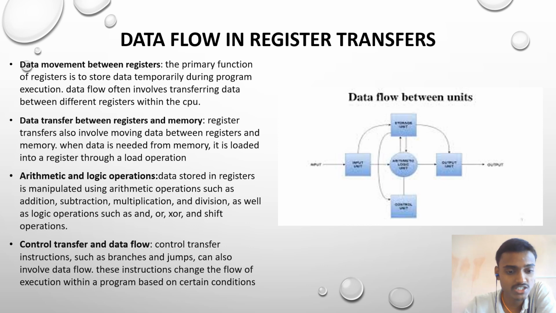Next one, the control transfer and data flow. Control transfer instructions, such as branches and jumps, can also involve data flow. These instructions can change the flow of the execution within a program based on certain conditions. If the condition is true, it executes a certain set of instructions or controls the execution. That's why I shared the control transfer and data flow.